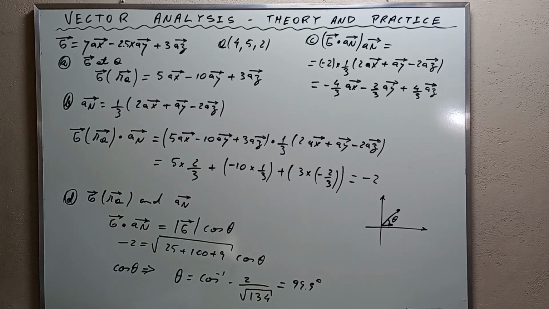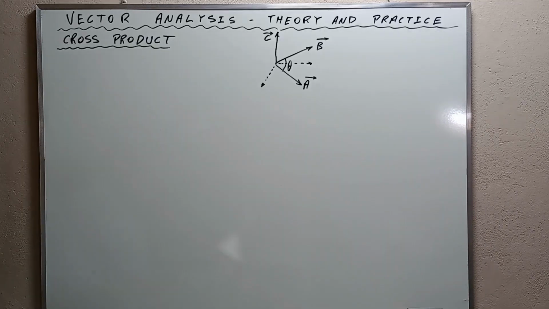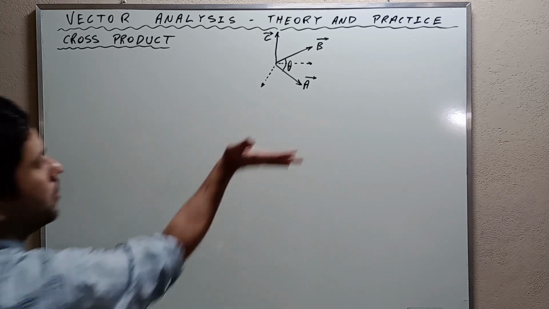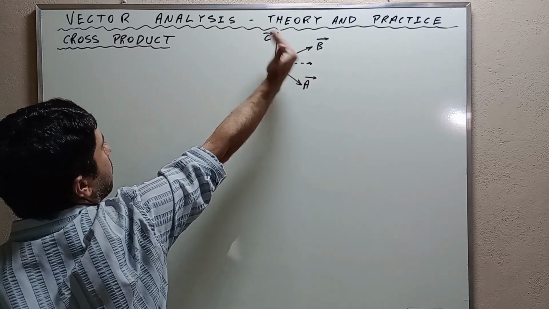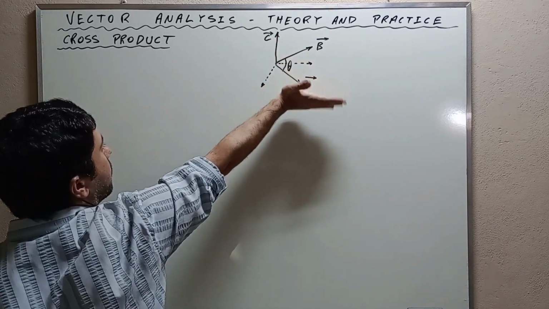Let's talk about the cross product now. The cross product between vectors A and B is a vector whose magnitude is the product of the magnitudes of A and B and the sine of the angle between them, and whose direction is perpendicular to the plane containing A and B, following the right hand screw, okay? The right hand screw from A to B.